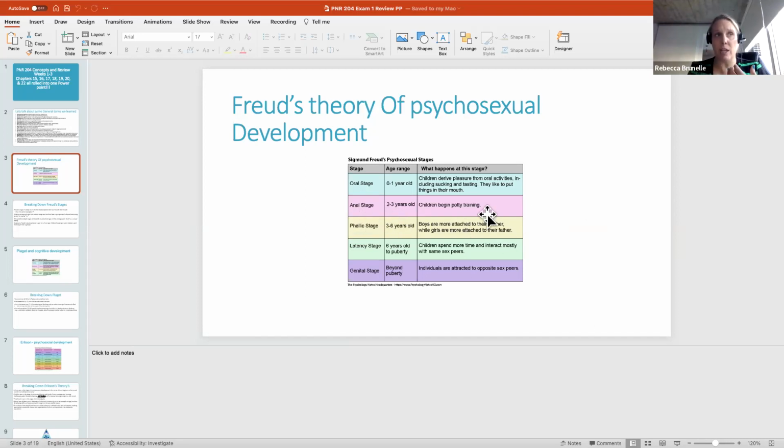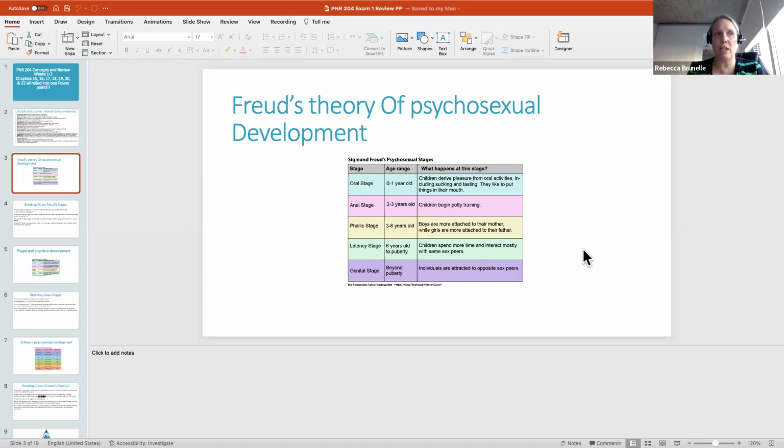And then the anal stage is the 2 to 3 year old, and just whatever stage you're talking about. Toddlers are potty training. That's kind of like the main developmental thing that they do in that age group. And so potty training and anal, that's the anal stage.